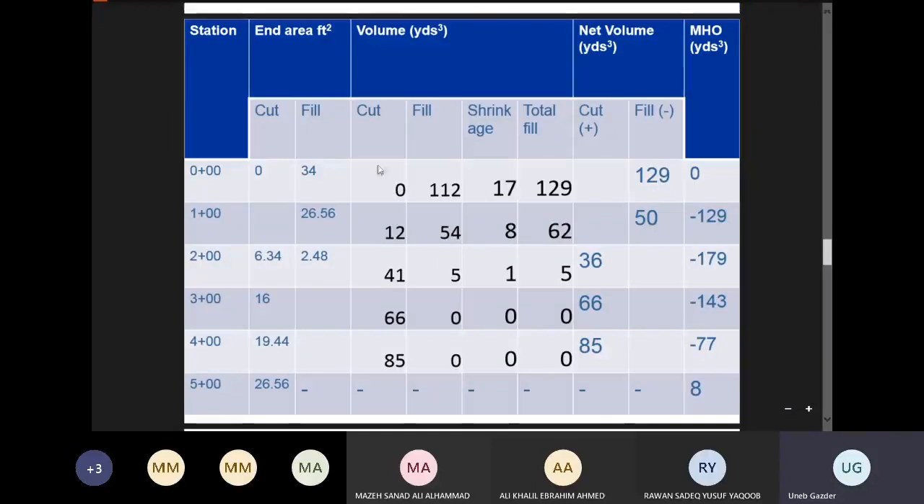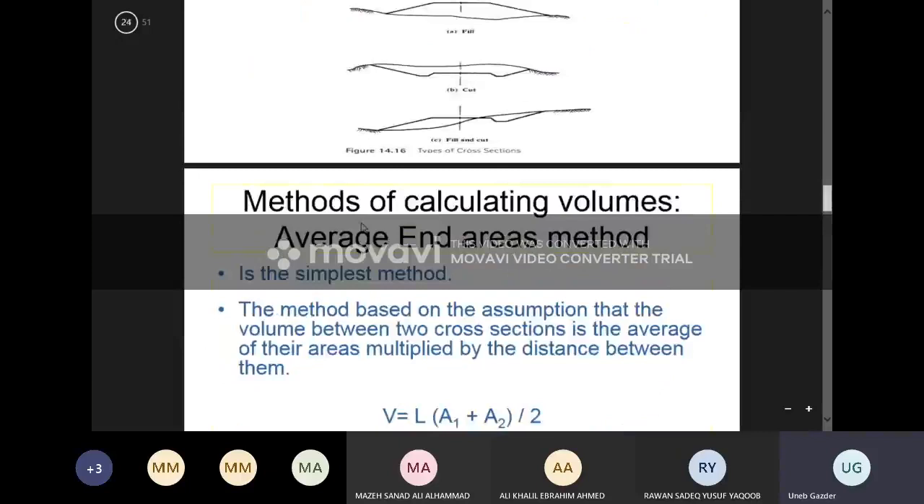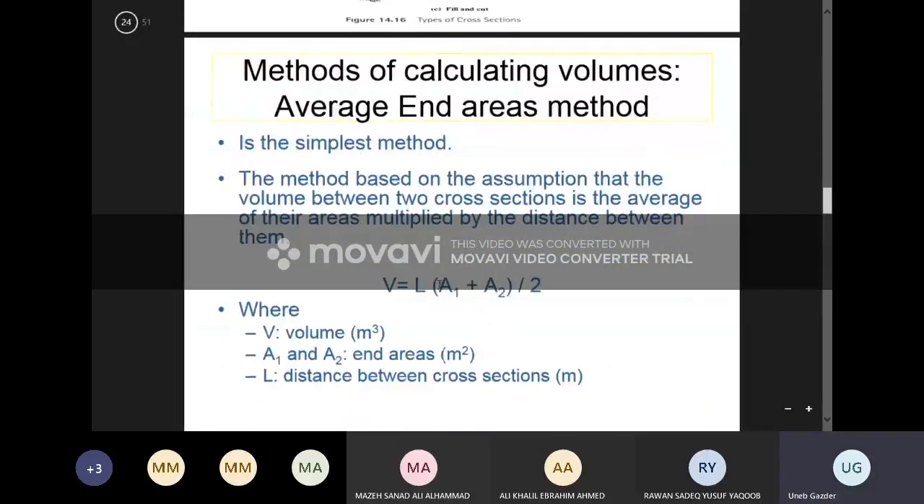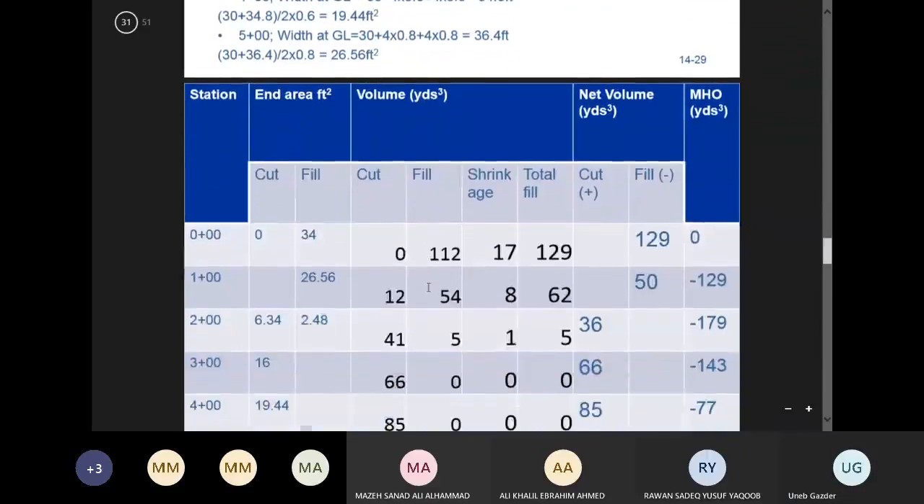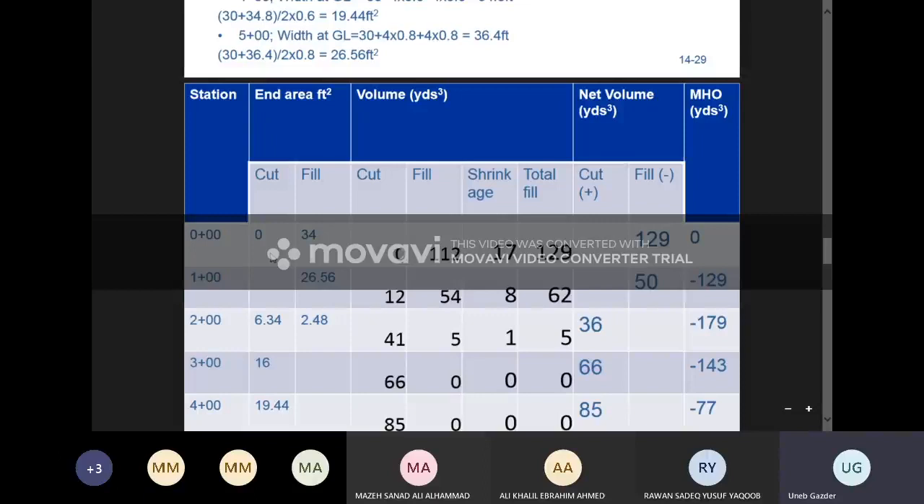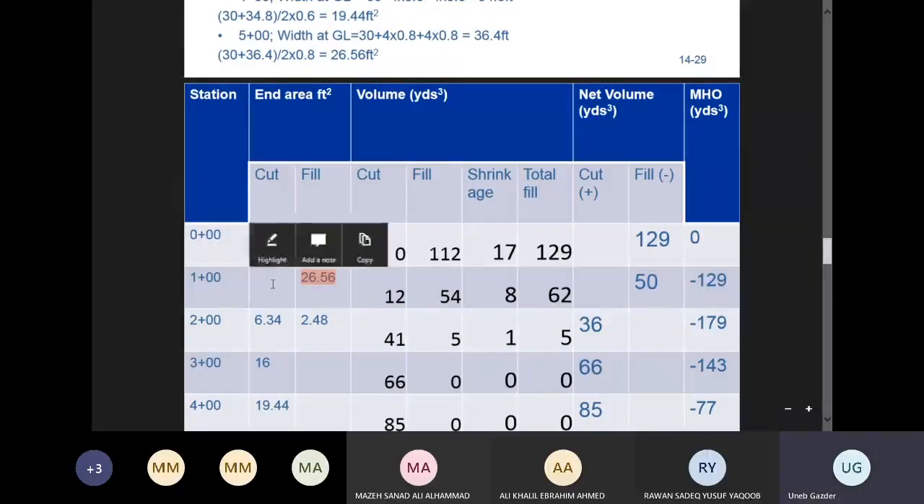Now to calculate the volume using these end areas, we will apply the average end area method. Average end area method means you take the average of the two areas and multiply with the length. The length between the areas is one station. One station means 100 feet, so L is 100. Then you have to take the average of the two end areas. Now, when you look at the first value for cut volume, the first cut area is 0, second cut area, 0. So the average of 0 is 0, right? That's why you see 0 here.